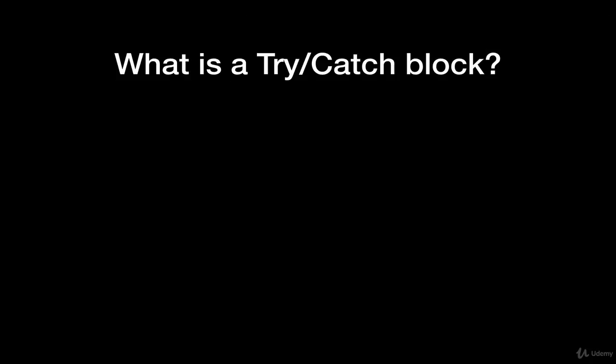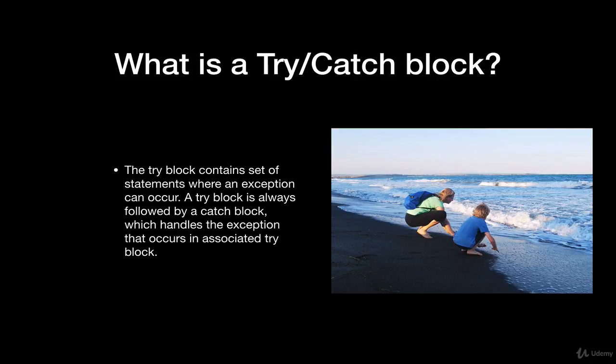So what is a try-catch block? The try-catch block contains a set of statements where an exception can occur. A try block is always followed by a catch block, which handles the exception that occurs in the associated try block.